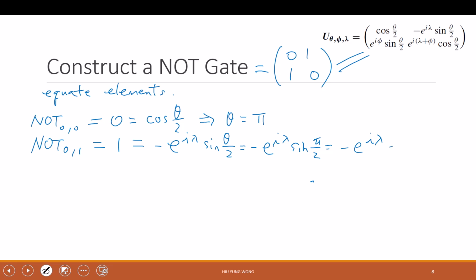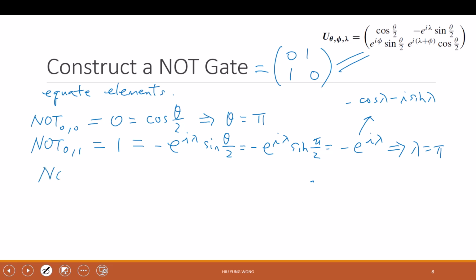What will lambda be? Not easy, right? Let's remind ourselves, this is negative cosine lambda minus i sine lambda. How can I make this 1? I need cosine lambda equal to negative 1, and like you said, it needs to be pi, because sine pi equals 0 and cosine pi equals negative 1. So negative 1 times negative 1 equals 1.